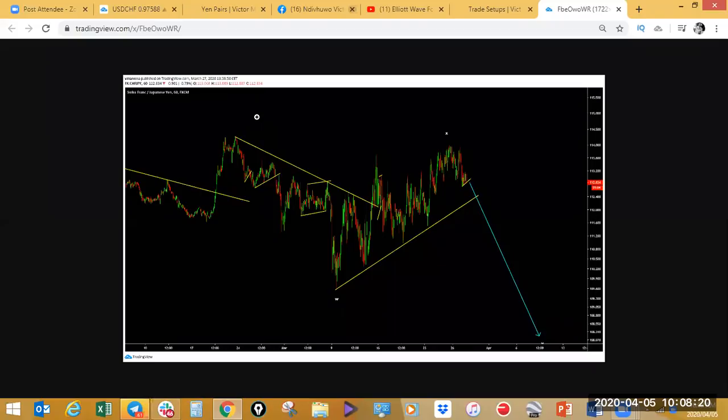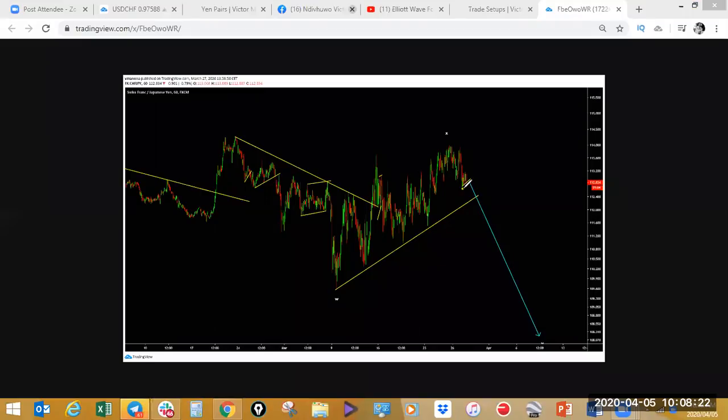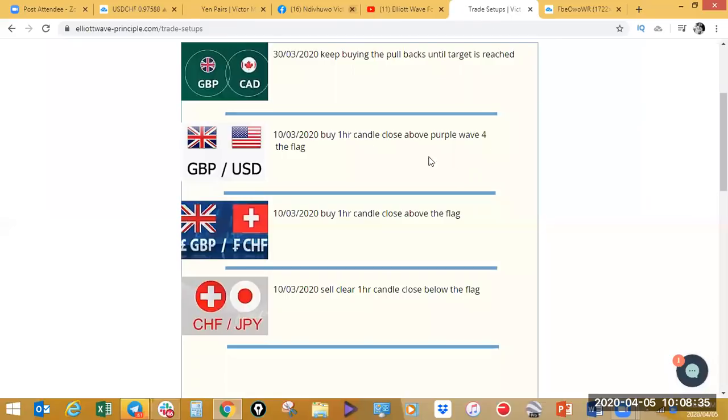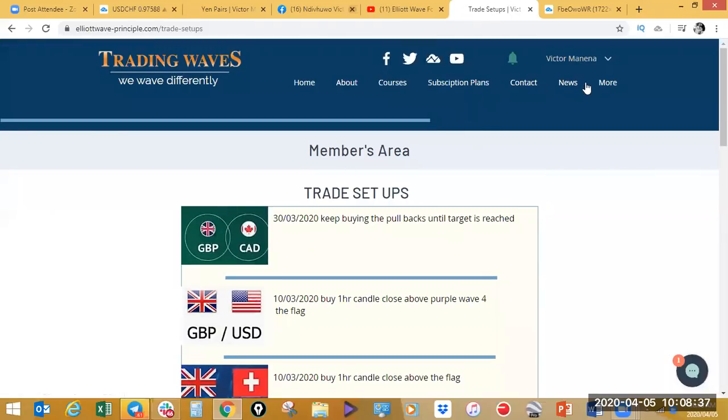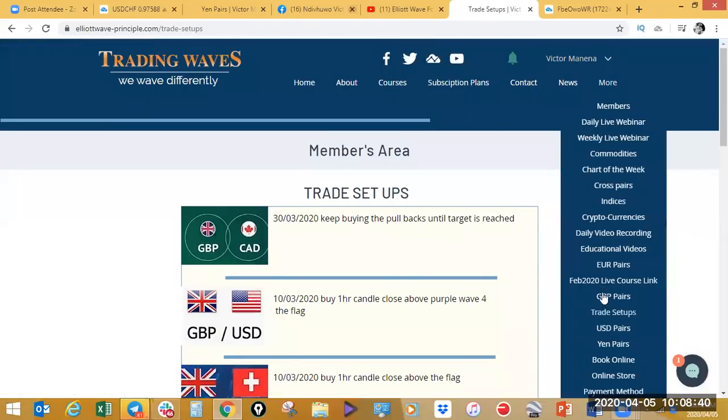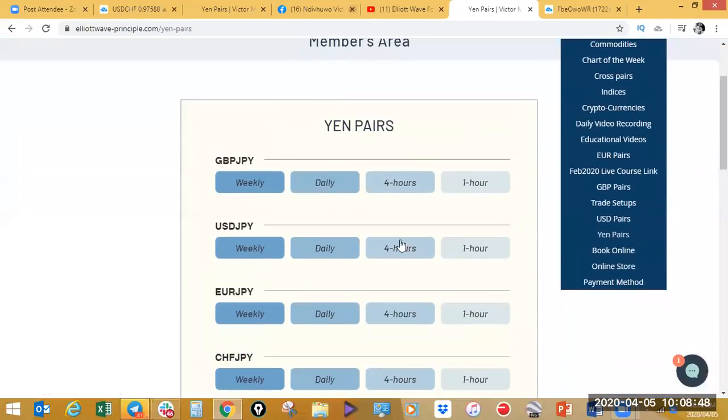All right, so this is one of the setups that we're looking at, that is CHFJPY. But CHFJPY, as you know, we did not only look at it from here; we started looking at CHFJPY from here, and we expected a move to the upside and coming down here. This is just an example of how the website works, right? So those are the trade setups, listed there. You also have, just as an example, the analysis on all the yen pairs. Let's go through that just as an example.